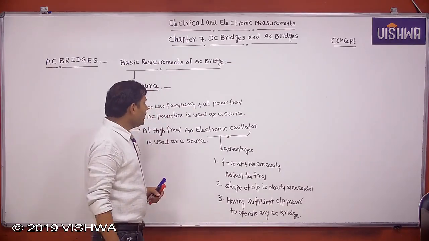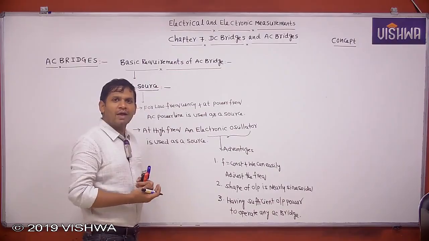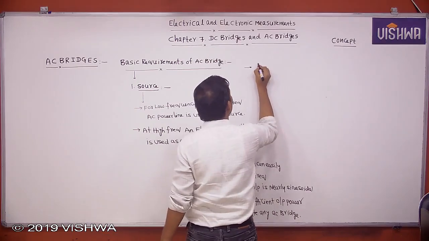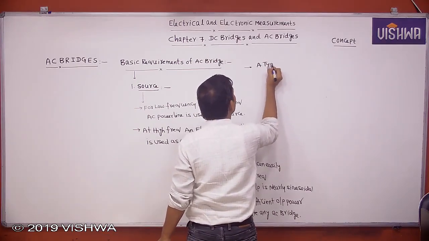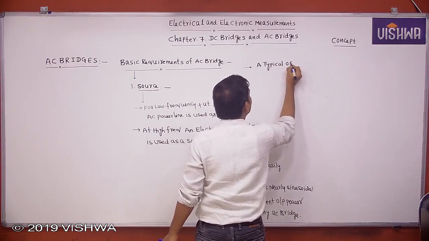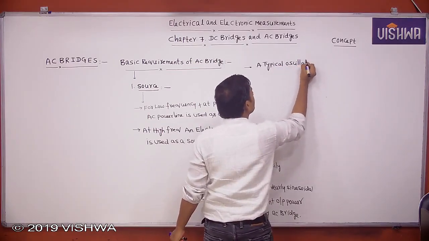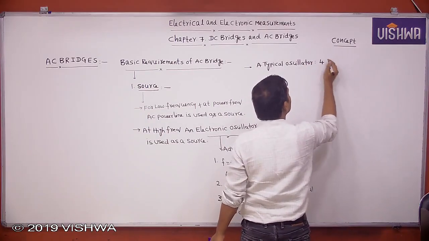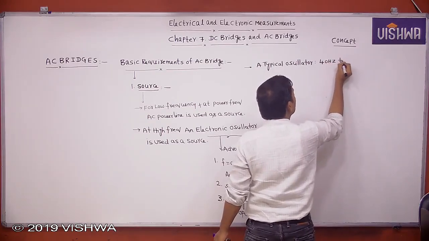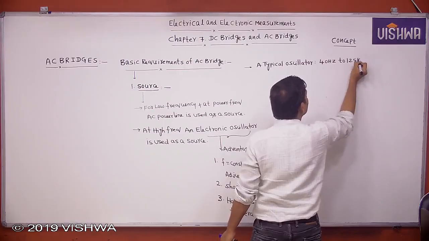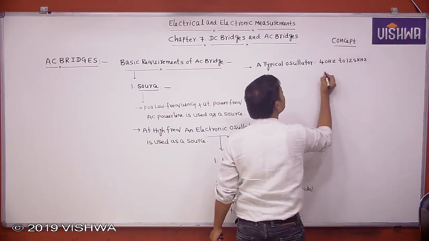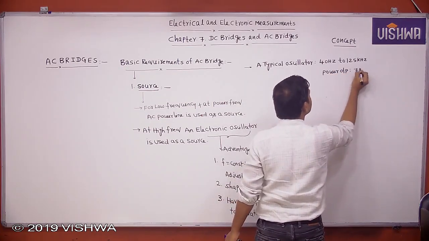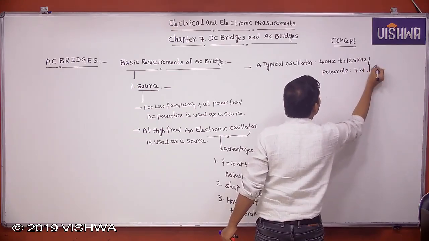But a point to remember: a typical oscillator has a frequency range of 40 Hz to 125 kHz, with a power output rating of 7 watts. This is one rating of a typical oscillator.